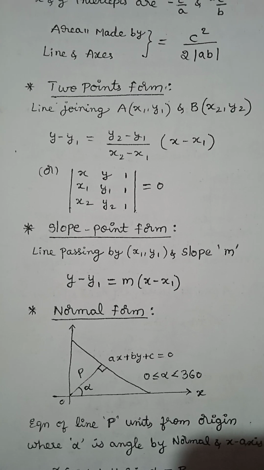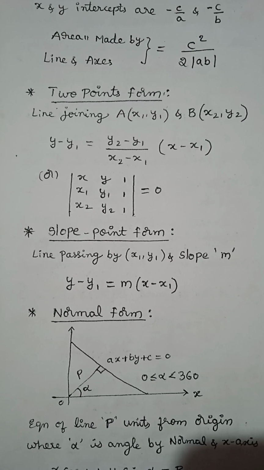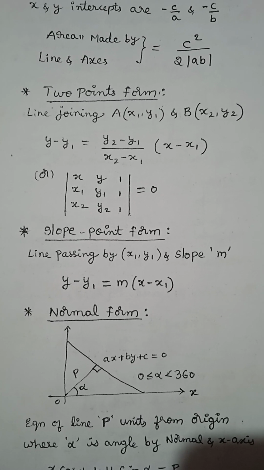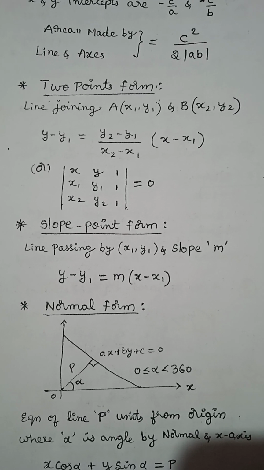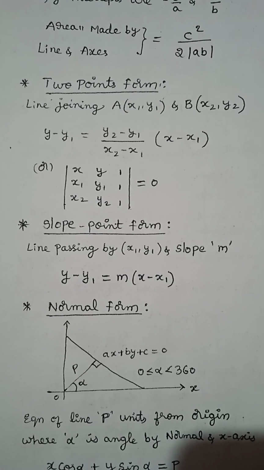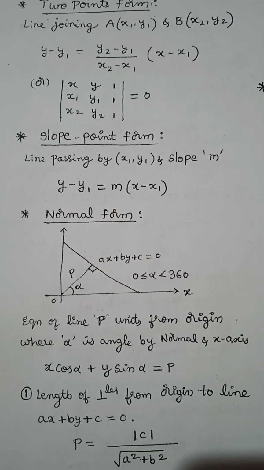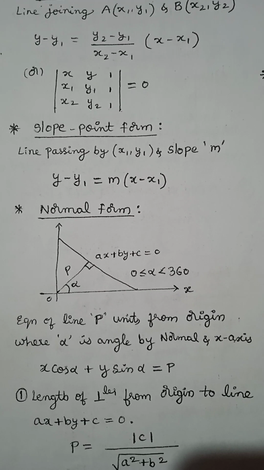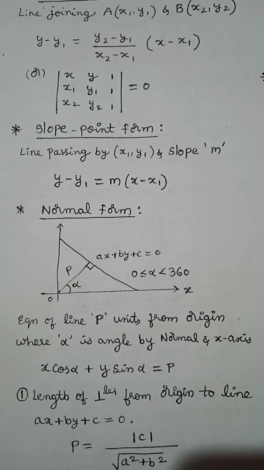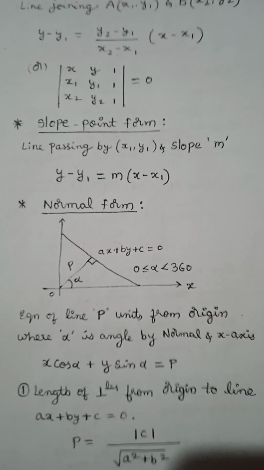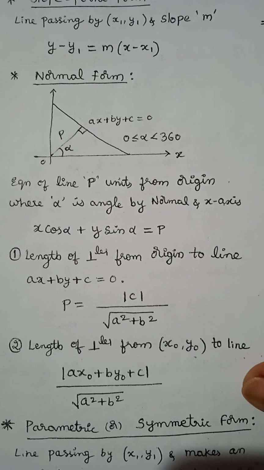Let us move on to the two-point form. We can simplify it, where m is nothing but y2 minus y1 by x2 minus x1, which is the slope. It is similar to the slope point form. Suppose the line is passing through x1 y1 and having the slope m, then y minus y1 equal to m into x minus x1. Now we move on to normal form.